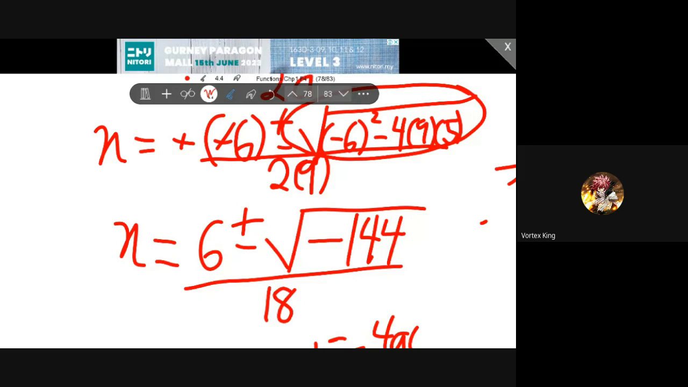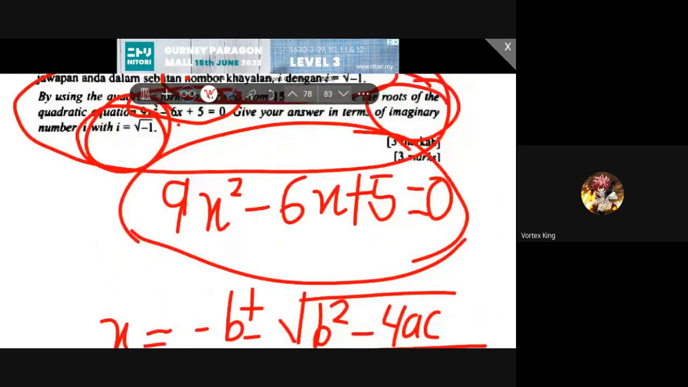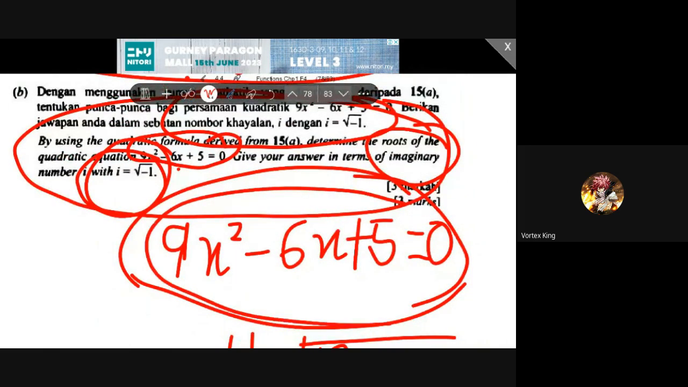How do you know it's no root? Is it because it's not written in 0? How to explain this? It's because b square minus 4ac for this particular equation is less than 0. Means it has no roots. Tak ada punca yang nyata. It is based on the equation. Untuk determine whether it has real roots or imaginary roots, you have to use the b square minus 4ac to determine it.